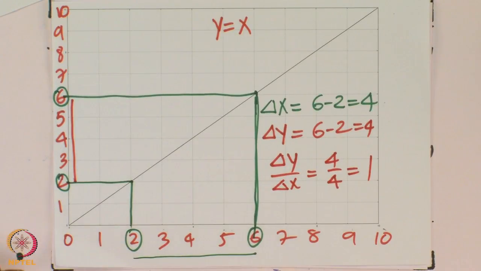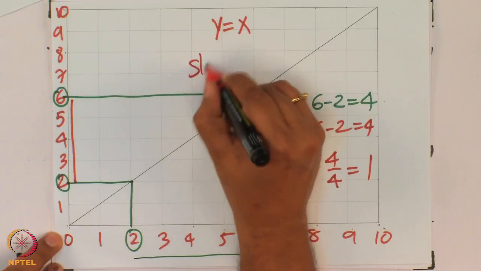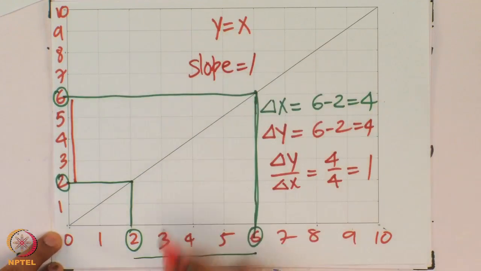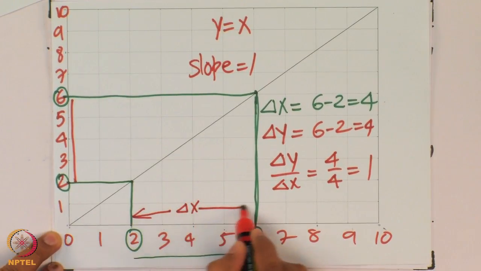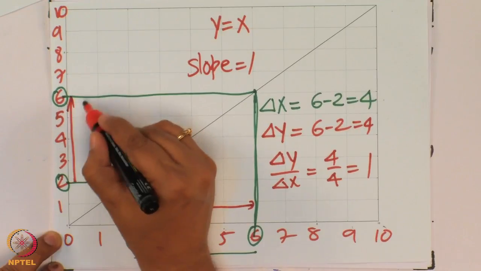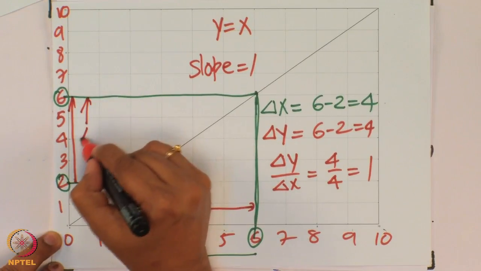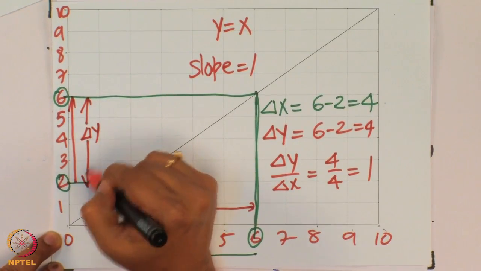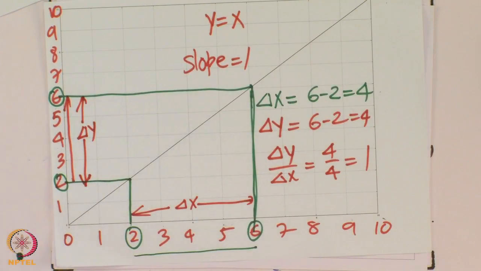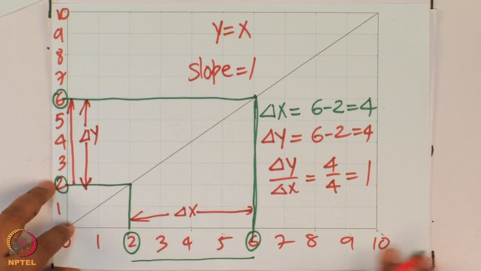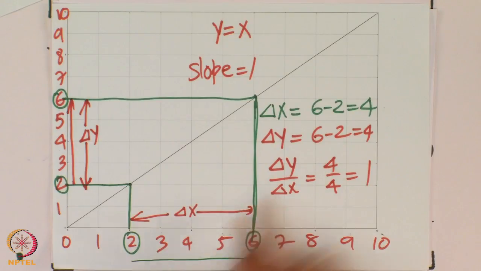So this is how you calculate slope. This is also slope equal to 1, which we knew. So slope is, take any two x values, calculate this difference, which is your delta x. Calculate this y difference, this is your delta y. Delta y divided by delta x is your slope. So any two values you can take anywhere you want, and you will get the slope.